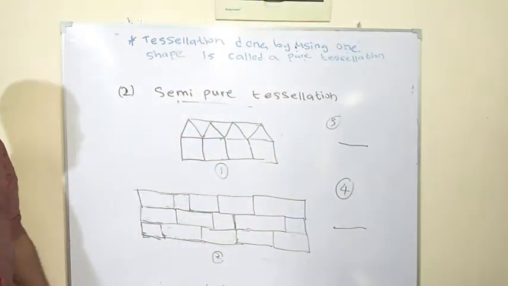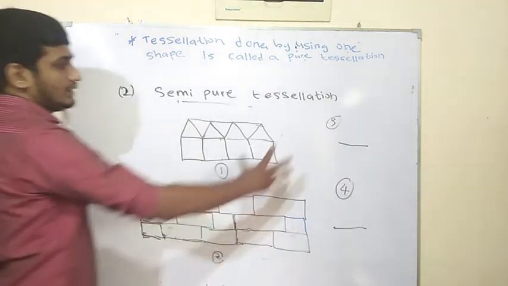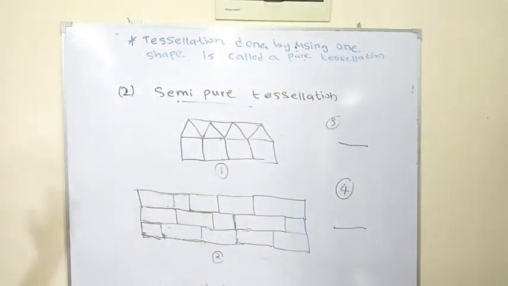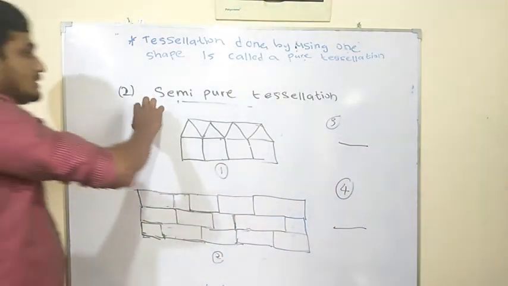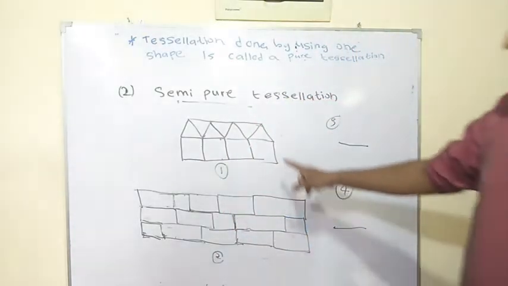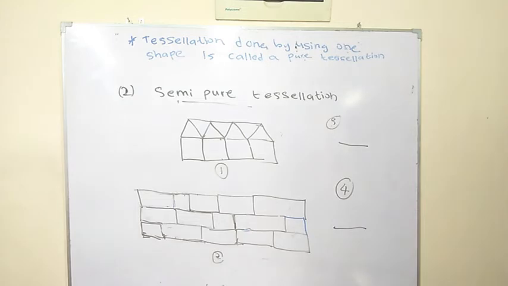I'll give 5 minutes time to complete all these. Draw these two and again you think alone and do number 3 and number 4. You must have 4 creative designs under semi-pure tessellation. There should be 4 designs. I have already drawn 2 figures. Please draw the other rest of the 2 figures.